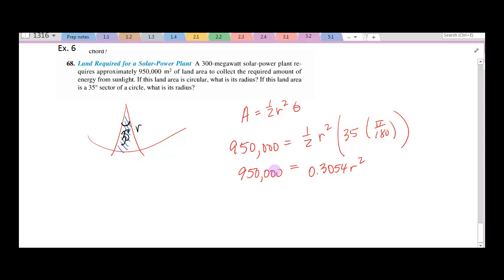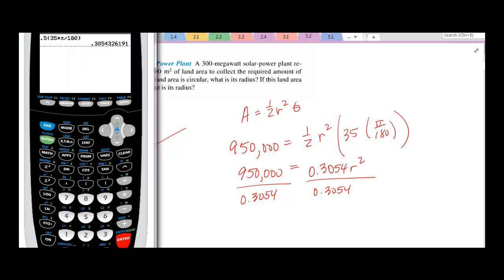The left hand side is still 950,000. Now to solve for the radius, I'm going to divide by 0.3054, and then I'm going to take the square root, so we can do that in the calculator as well. So I'm going to say 950,000 divided by 0.3054, and then I'm going to take the square root of that answer that I have.